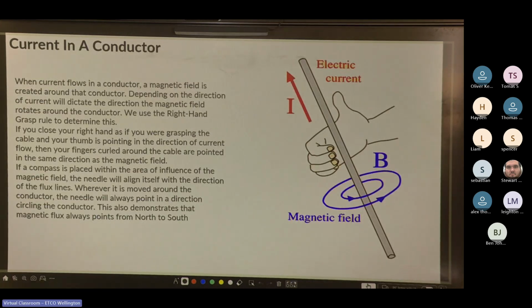But yeah, so for DC, we can say this magnetic field around the cable is constant in direction, but for AC, we need to remember this will change 50 times a second with the frequency. We still need to take into consideration when we run our cables along cable trays that the magnetic fields will have an effect on each other.